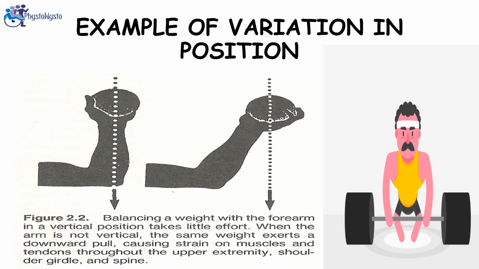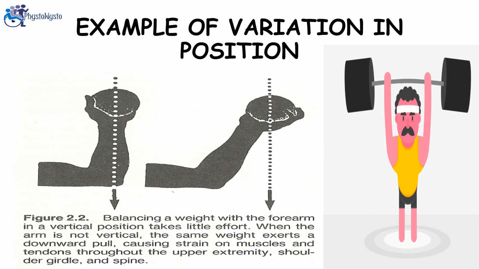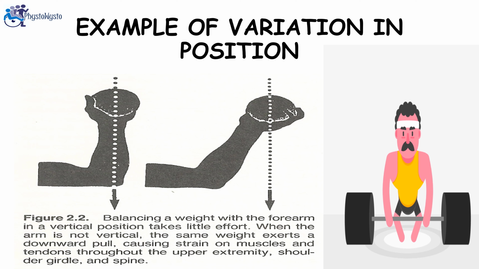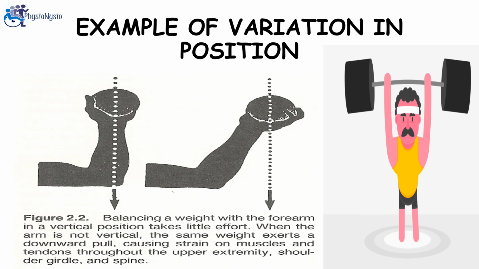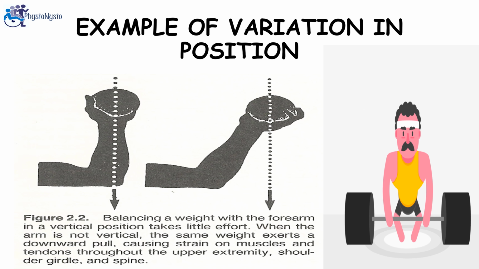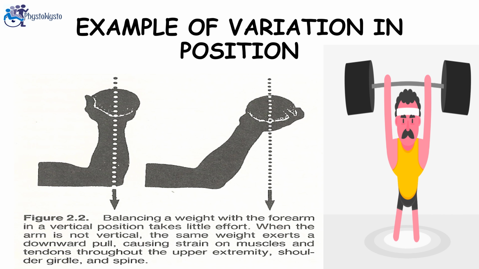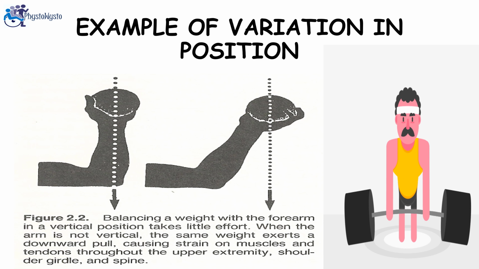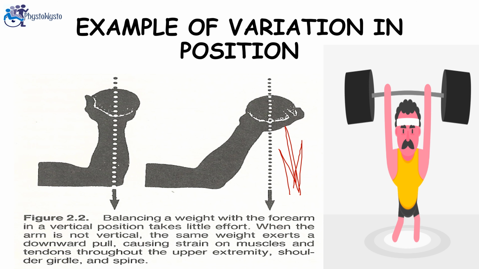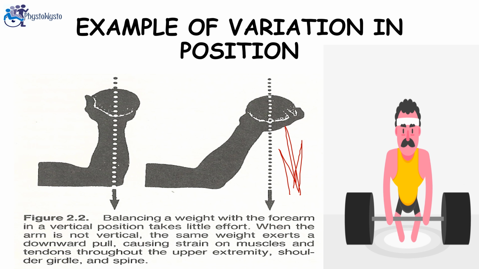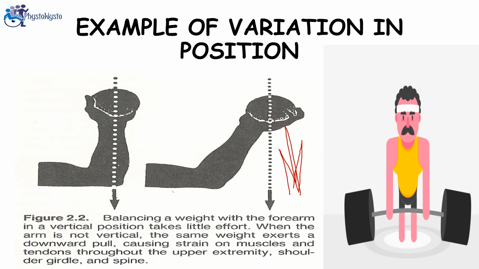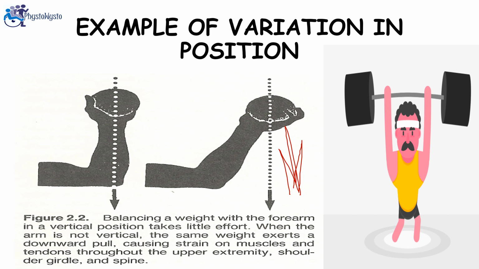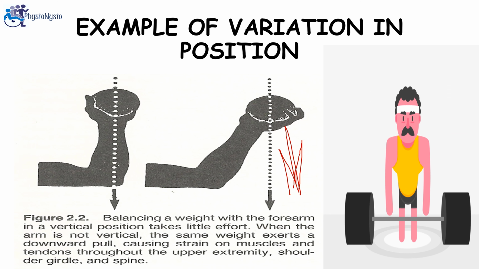Now see an example of variation in position. Did you ever notice that when you hold a weight in vertical position, it takes less effort, but when you slightly lower your arm while holding the same weight, your muscles get strained quickly? This is because there is a vertical pull from the force of gravity, which is directed downward. But as you lower the forearm angle, this pull increases and your arms start getting fatigued. And if there is a muscular weakness, you ultimately drop the weight.